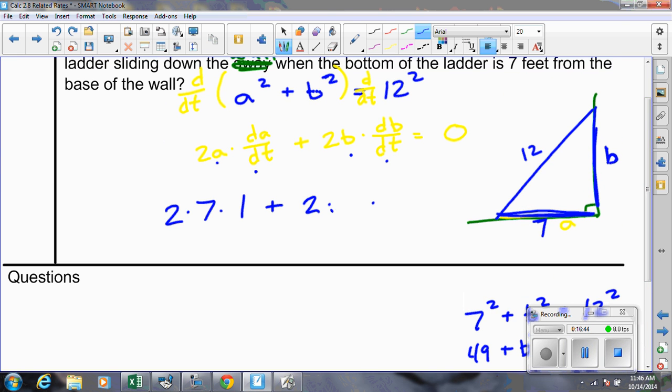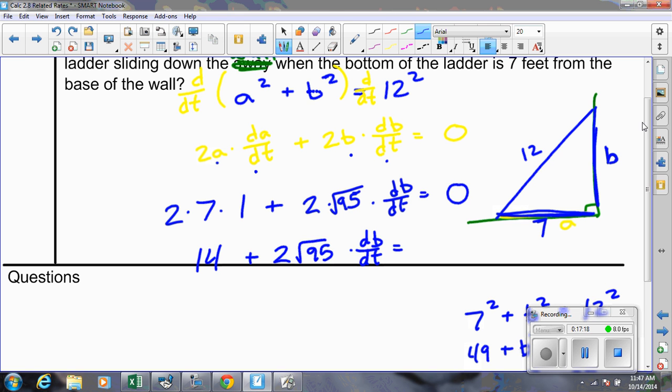So we can plug that in. Square root of 95 times what we are trying to figure out, the rate of change in the height along the wall, and we've now built ourselves an equation. We just got to solve it now. 2 times 7 times 1 plus 2 times the square root of 95 dB dt, the rate of change in the height along the wall as time is changing.